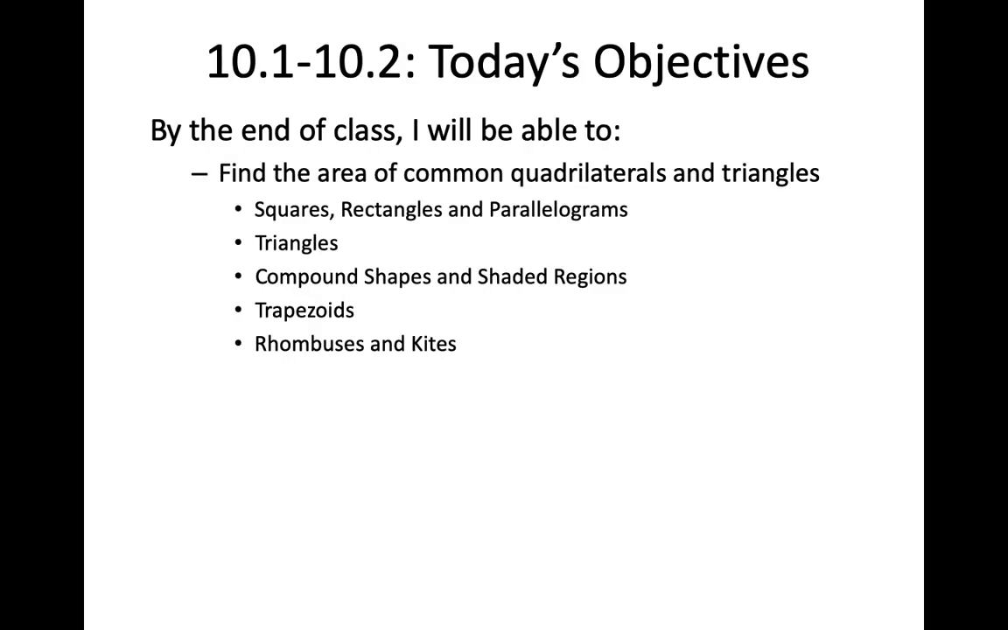Okay, so by the end of the day you will be able to find the area of all the common quadrilaterals and triangles: squares, rectangles, parallelograms, triangles, compound shapes made up of multiple of those shapes, shaded regions which can be the difference of those, trapezoids, rhombuses, and kites. You'll be able to find the area of all of those by the end of today's lesson.